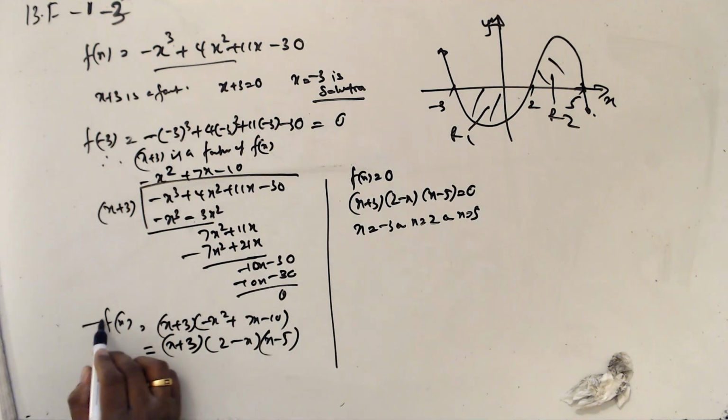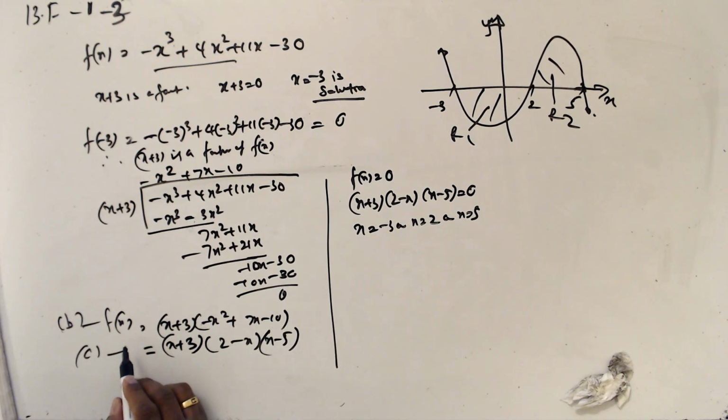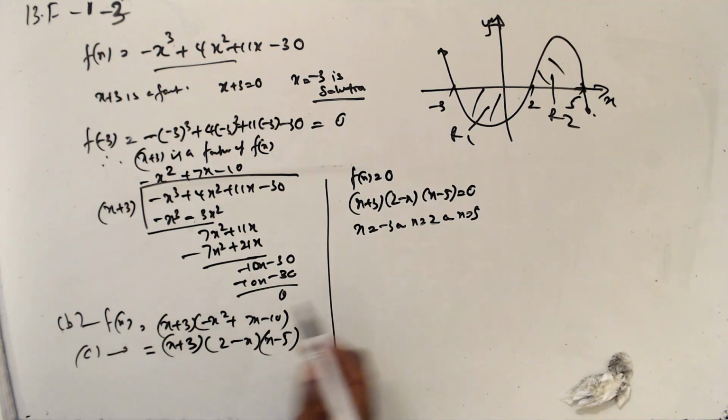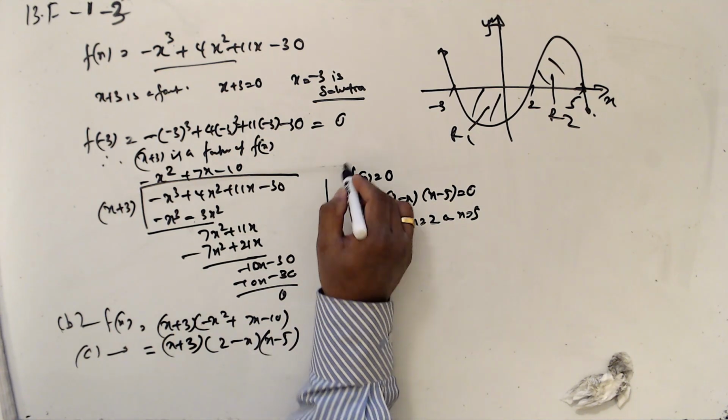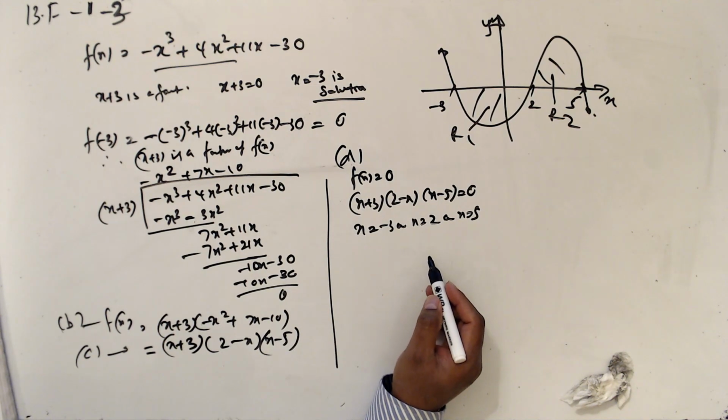So this is part B, and then this is part C: factorize completely and determine the x-coordinates where the curve intersects the x-axis. This is part D, and then the final total shaded area.